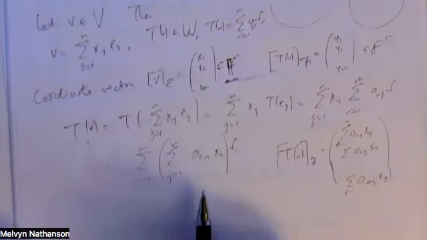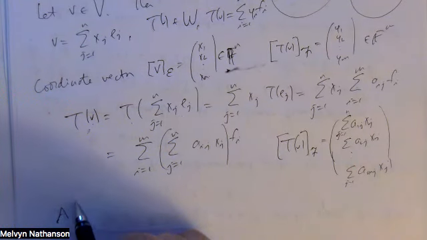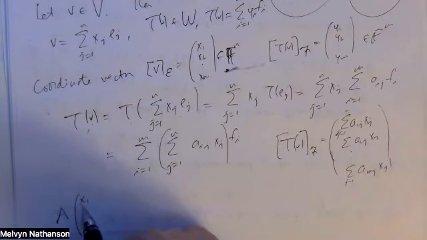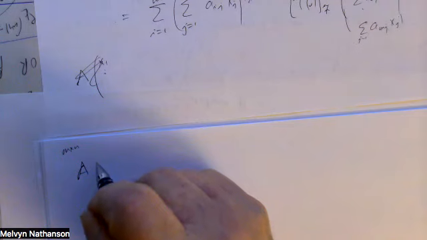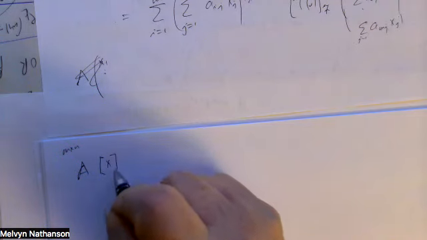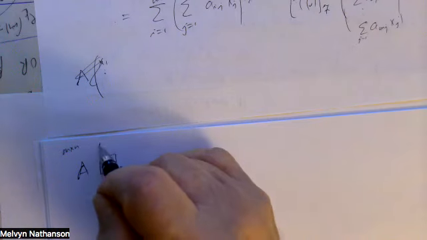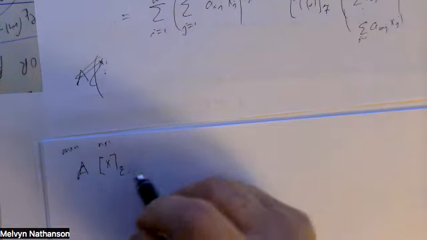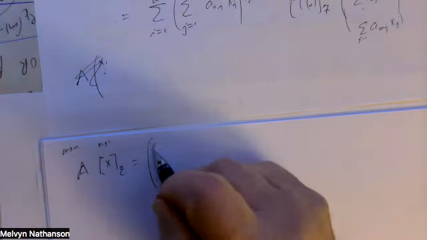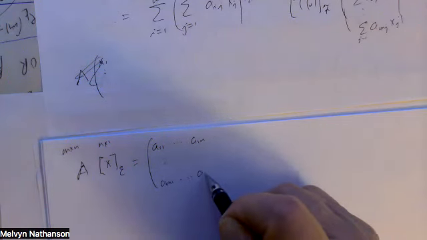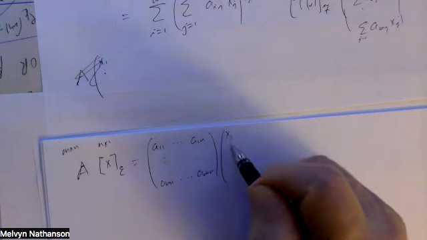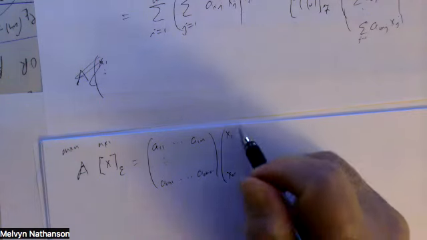Now, if you take the matrix A times the vector x1, well, let me do it like this. If I take the matrix A, this is an m by n matrix, times the coordinate vector for v with respect to E, which is an n by 1 matrix. So this product is m by 1. What is this? This is the matrix A, A11 up to A1n, Am1 up to Amn, applied to the vector x1 down to xn.